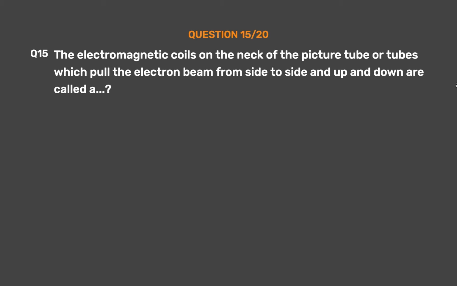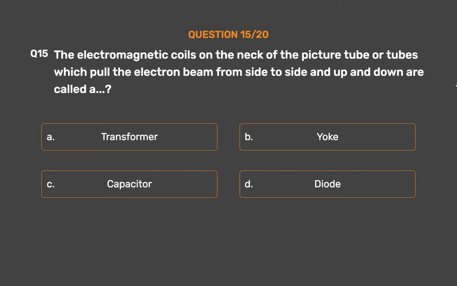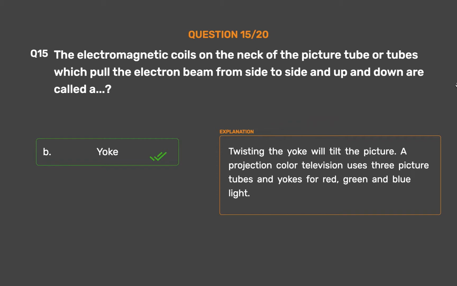Question number 15. The electromagnetic coils on the neck of the picture tube or tubes which pull the electron beam from side to side and up and down are called a. Option A. Transformer. Option B. Yoke. Option C. Capacitor. Option D. Diode. The correct answer is option B. Yoke. Twisting the yoke will tilt the picture.